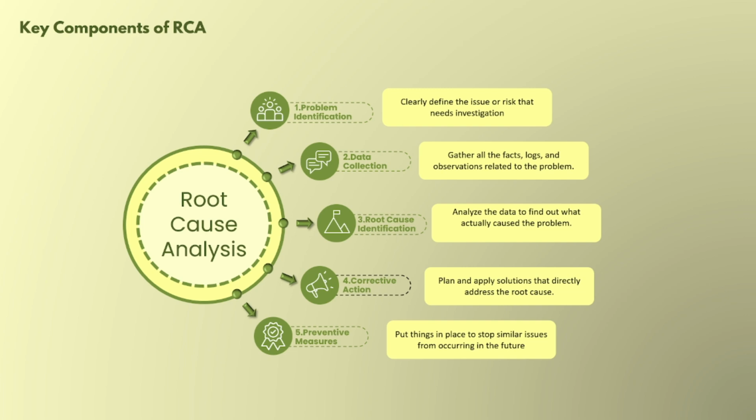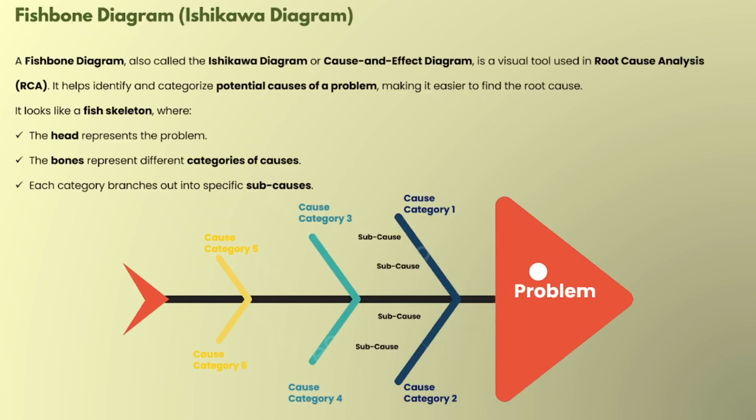Now let's move to the technique for which everyone is waiting. That is the fishbone diagram or Ishikawa diagram, which is a root cause analysis technique for identification of risk. A fishbone diagram, also called an Ishikawa diagram or cause and effect diagram, is a visual tool used in root cause analysis. It helps to identify and categorize potential causes of a problem, making it easier to find the root cause. It looks like a fish skeleton, that's why it is called a fishbone diagram.